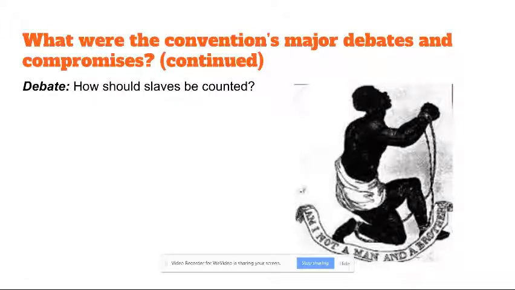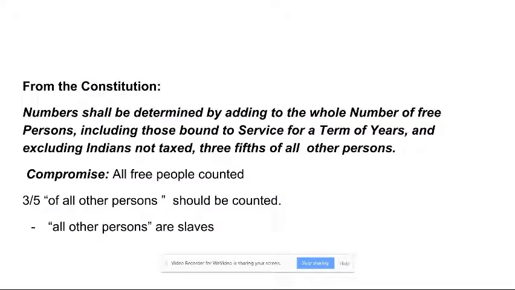Northern states did not want slaves counted. Northern states did not want slave-holding Southern states to have too much power and influence and thus an advantage in the House. The compromise that they reached was the disturbing 3/5 compromise.